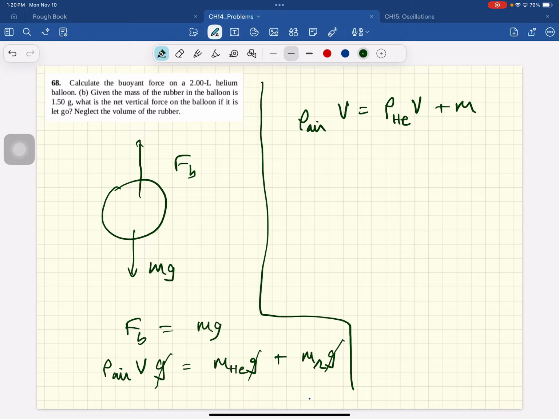So what is it that we're finding? What are we looking for? It's a 2 liter. What is the net vertical force? Oh, we are finding that. Oh, okay. So the net vertical force is the buoyant force minus mg. Oh, so this is not true.